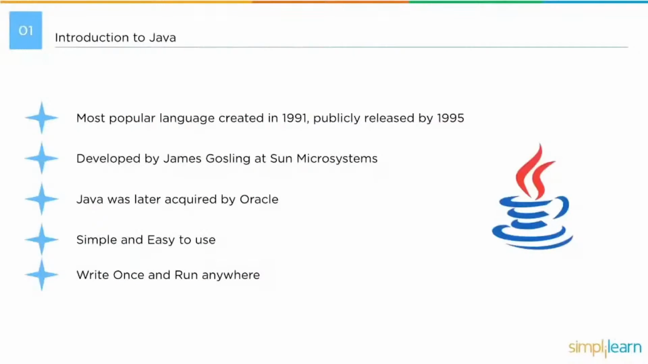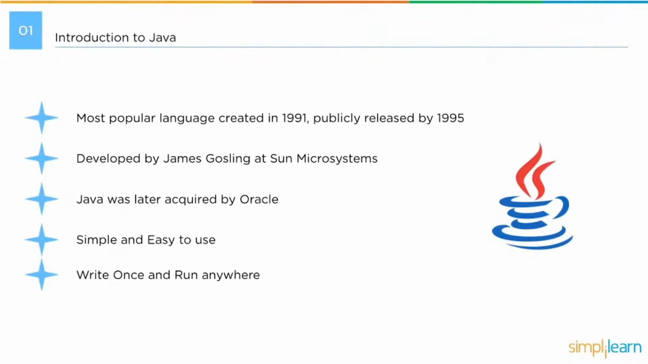So when we talk about Java, it is one of the most popular programming languages out there, and it was created way back in 1991, but it was publicly released only in 1995. It was developed by one of the famous developers of our generation, James Gosling at Sun Microsystems. And then later Java was acquired by Oracle, and today Oracle owns Java.